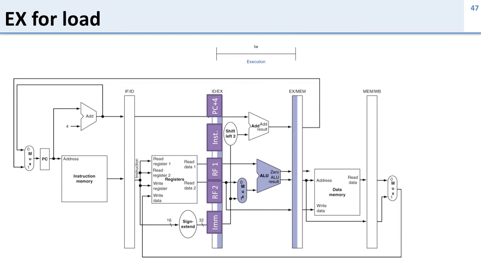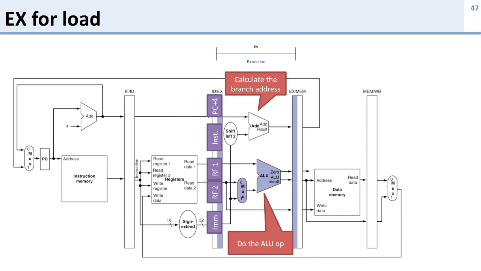Now here's the execute stage. So in the execute stage, we're going to do two things. We're going to calculate the branch address, and we're going to do the ALU op. So these are going to use the inputs we have. So the branch address is calculated using the PC plus 4 and the immediate, and the ALU op is going to be calculated using the reads from the register file and/or the immediate value.